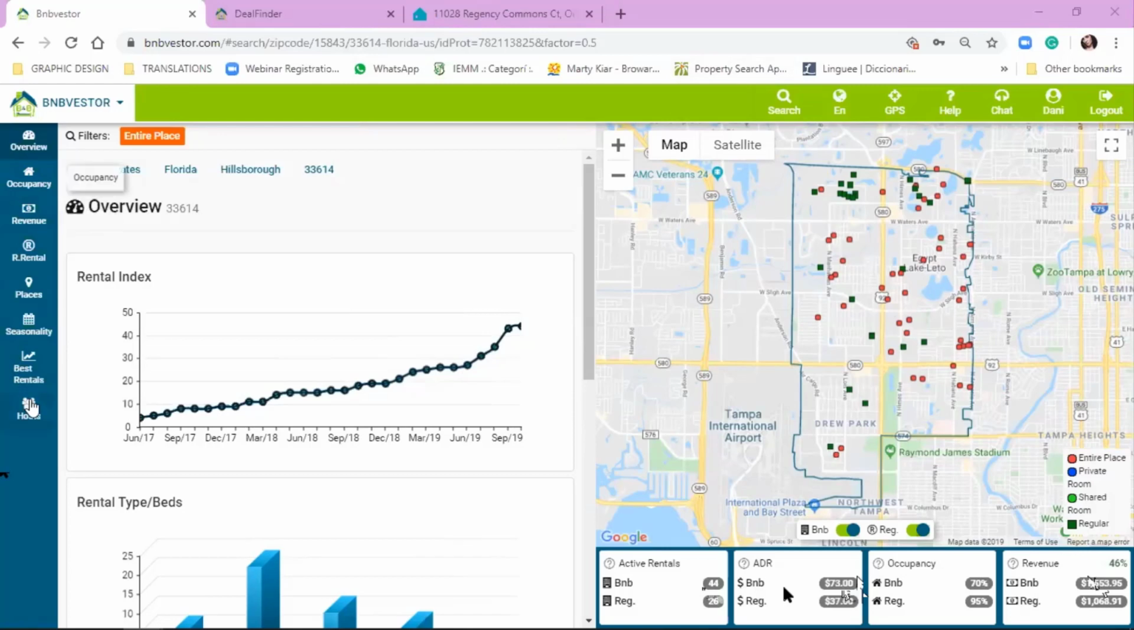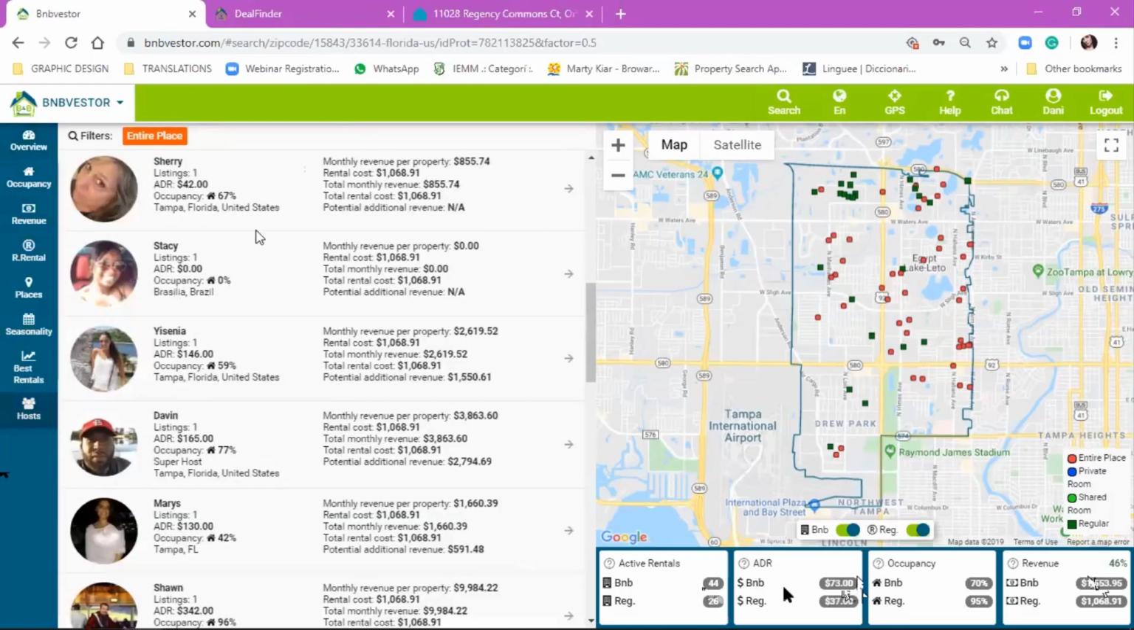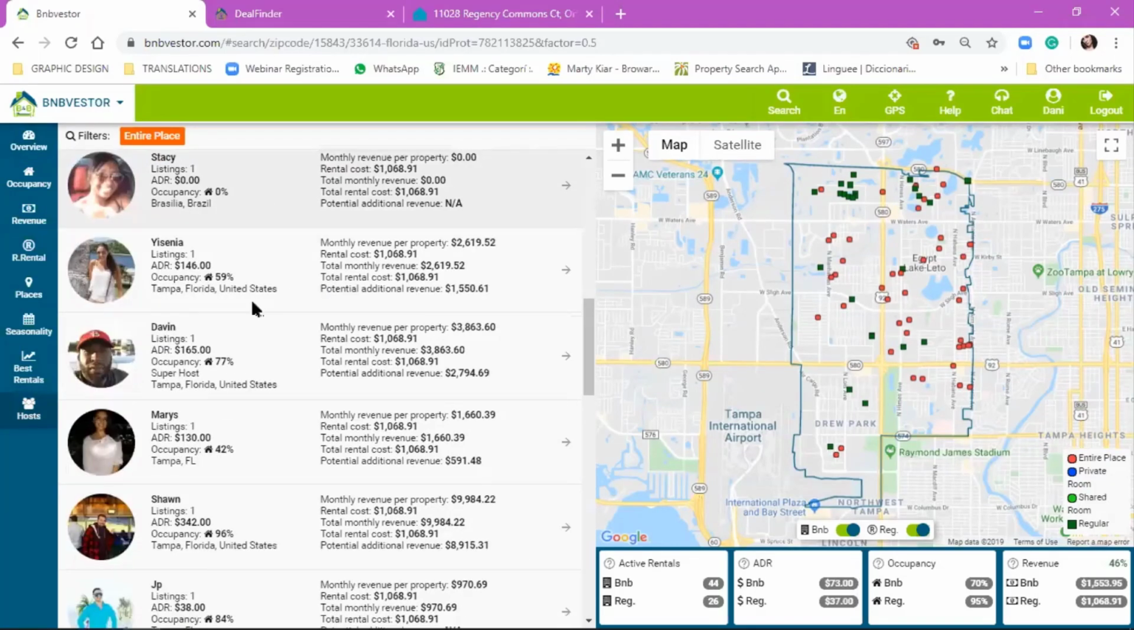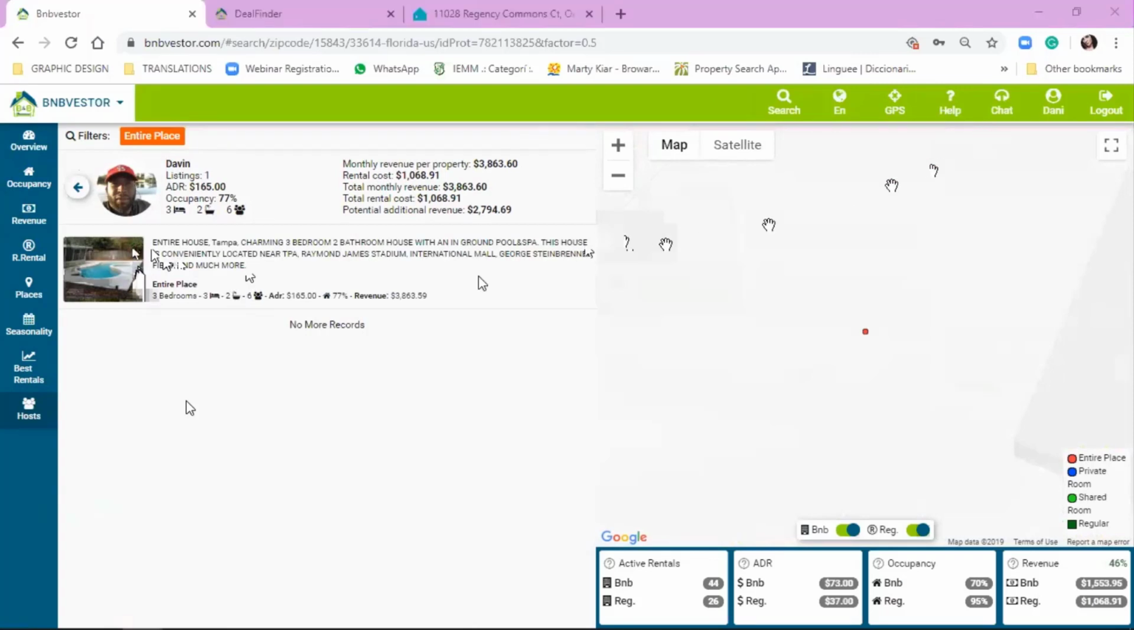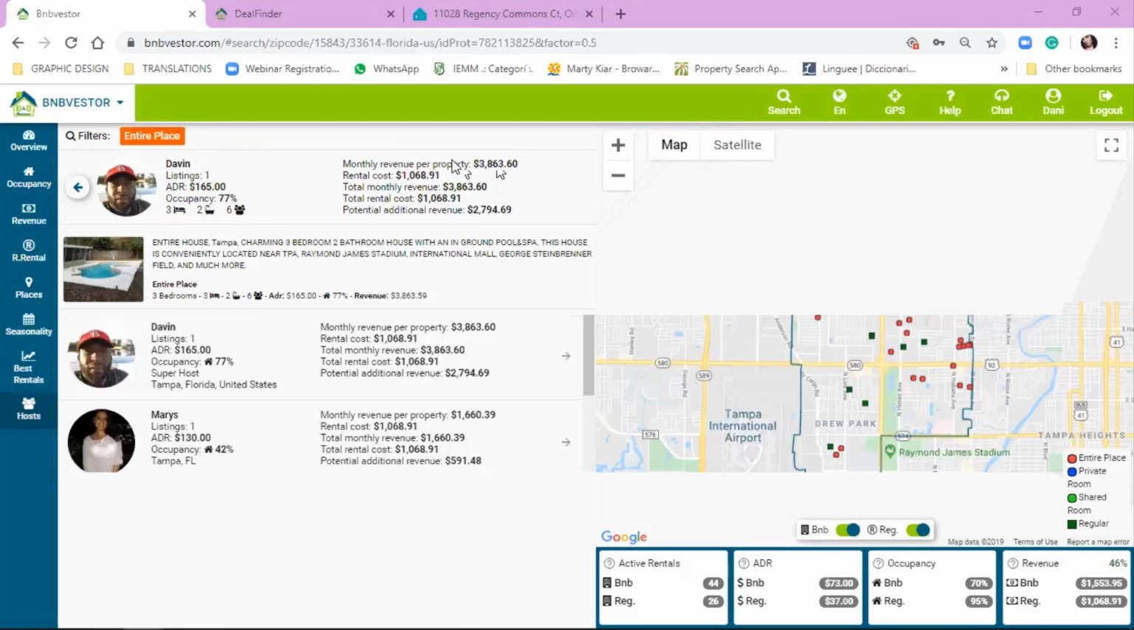Okay, so now I'm going into the host area. Let's take a look over here at what we can see. Okay, look at this one. David has one listing. This actually is very similar to the other one that we looked at, Carla, right? Okay, we have several examples there in line. So David over here has an average daily rate of $165, an occupancy of 77%. His property has 3 beds, 2 bath, and is up for 6 guests. And it does a monthly revenue per property of $3,800, and it has a rental cost of $1,068. So he has a very good actual rental cost for the number of beds he has there, right?